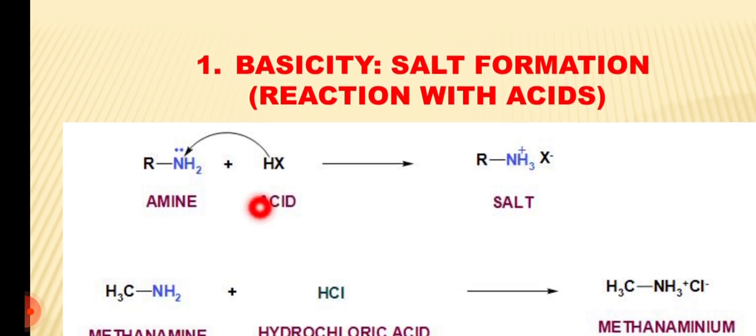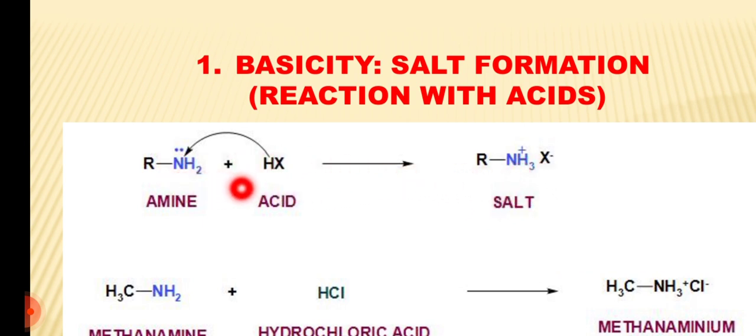For example, let's look at this general reaction. The amine RNH2 is reacted with an acid like HX. The X means a halogen like fluorine, chlorine, bromine and iodine. So this reaction gives the formation of the corresponding salt.